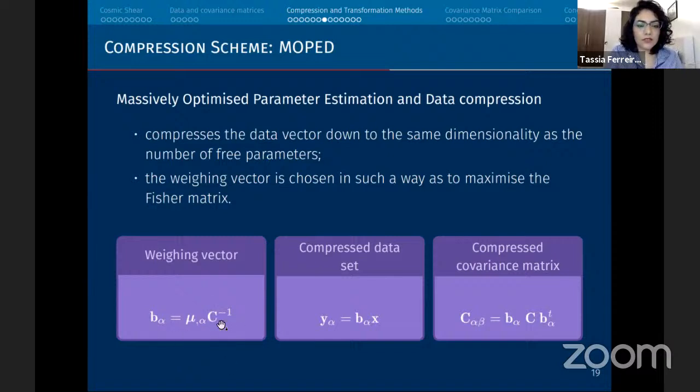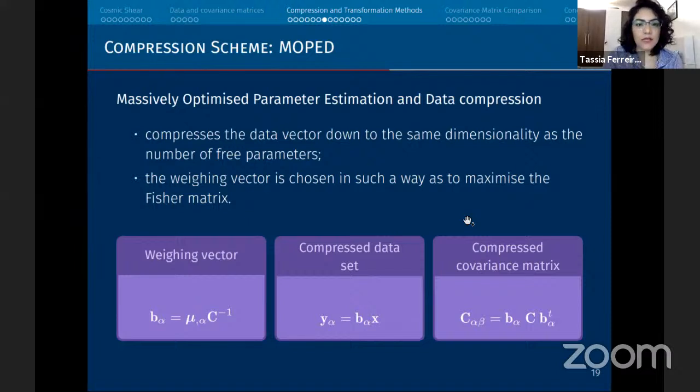And then you differentiate it for your given parameter, and then C is your covariance matrix, so the full covariance matrix. And then you apply that to your data set, and here X is representing the data set. Again, if you're only using one parameter, then this will just be a number, and your compressed covariance matrix will only be a number as well. But since we have 16 parameters, or 13 in the case of the KiDS covariance matrix, it compresses it down to 16, and the compressed covariance matrix will be a 16 by 16 covariance matrix.